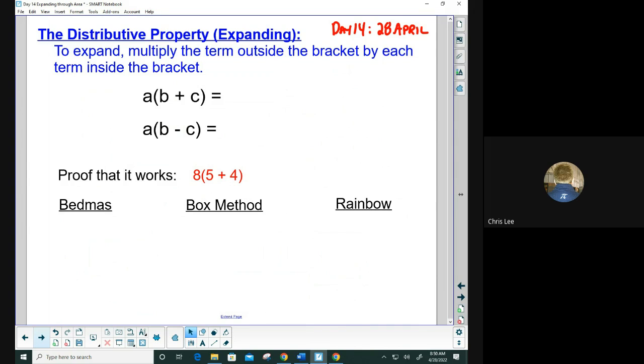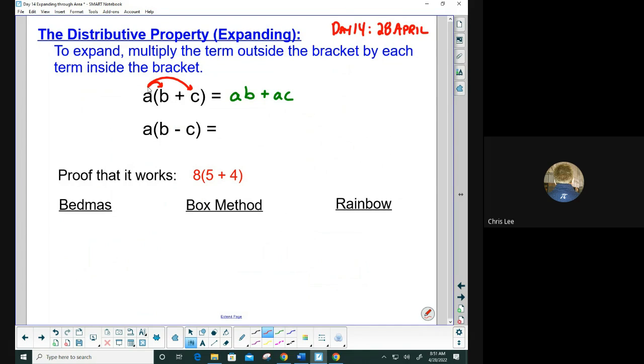So the distributive property says this. To expand, you multiply the term outside the bracket with each term inside the bracket. So this A gets multiplied by the B, and this A gets multiplied by the C. And when you do that multiplication, A times B is simply AB. That's a way of writing A times B. And then we multiply the A by the C and get AC. This is the formal mathematical definition of this property, but we'll use it with numbers. It makes more sense.